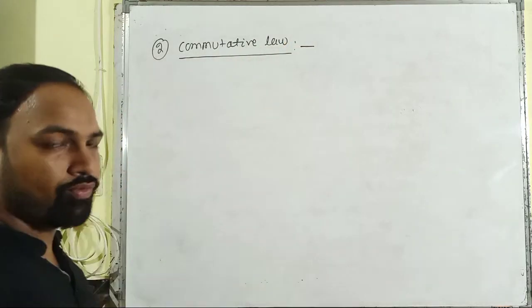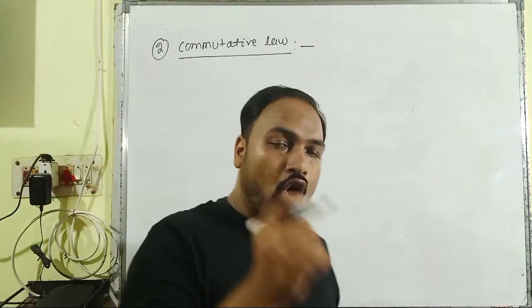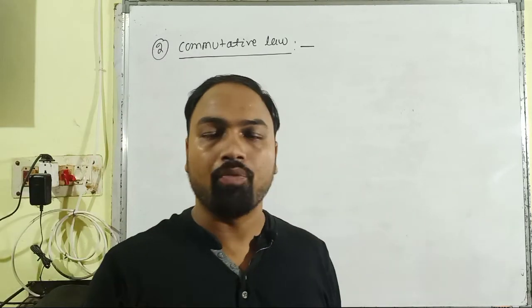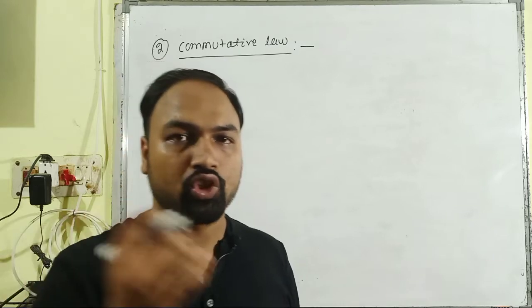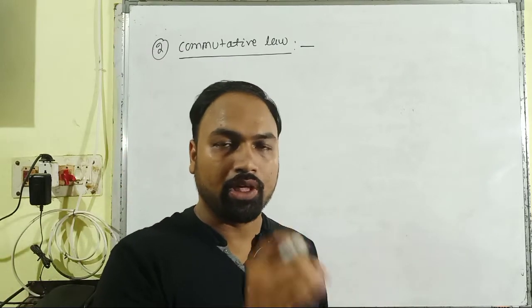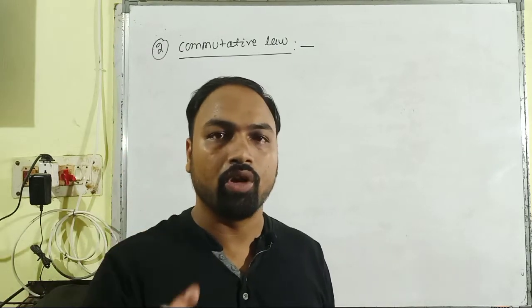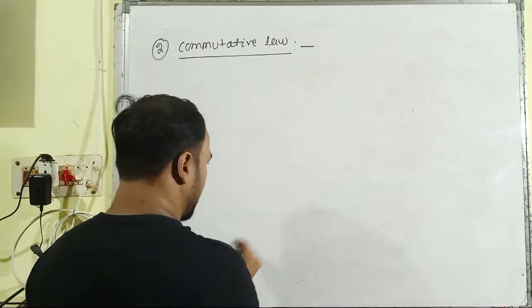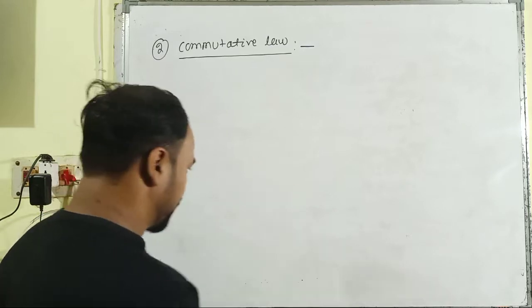And here we have to prove that the sum of Z1 and Z2 is equal to the sum of Z2 and Z1. That means Z1 plus Z2 will be equal to the value of Z2 plus Z1. Because we have already studied, let us go through the set of natural numbers.